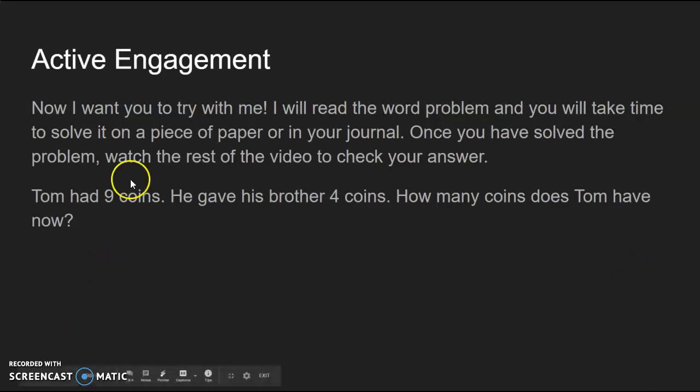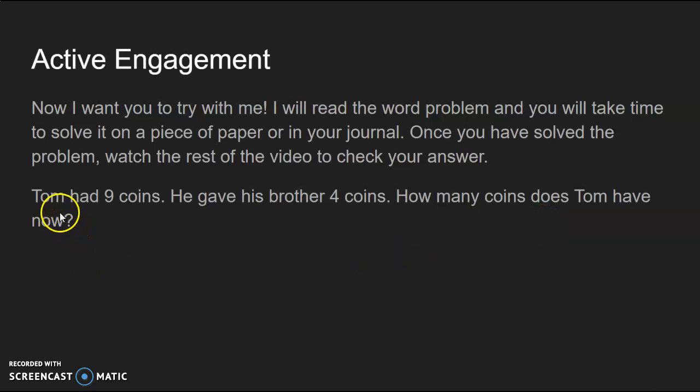Okay, so Tom had 9 coins. He gave his brother 4 coins. How many coins does Tom have now? Okay, so this is when you're going to pause the video. So if you click to pause and stop the video, and you're going to try and solve this problem on your own, and then you can start the video again so that you can see the correct equation and make sure that you did your work correctly.